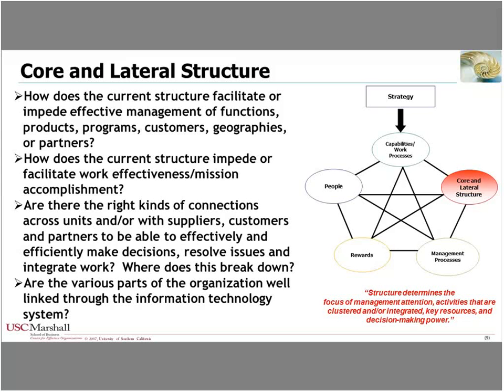Some capabilities are, we call them zero order, because everybody has to have them. Everybody has to be good at recruiting people, hiring people, and paying people. You don't get to be an organization unless you have that capability. But that doesn't confer competitive advantage.